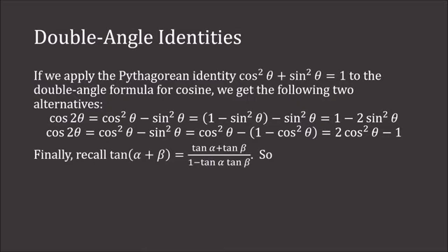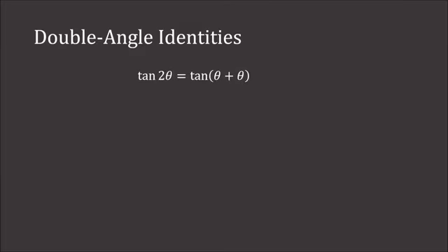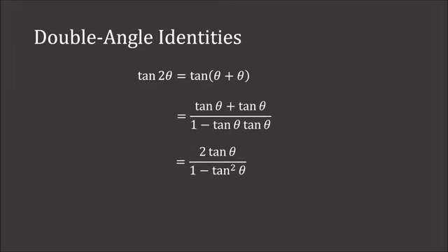Finally, recall that the tangent of alpha plus beta was tangent of alpha plus tangent beta all over 1 minus tangent alpha times tangent beta. So tangent of 2 theta, which is tangent theta plus theta, is tangent of theta plus tangent theta all over 1 minus tan theta tan theta. And this is 2 tan theta all over 1 minus tan squared of theta. Those are the three double angle identities. One for sine, one for cosine, and one for tangent. We will now use some of these.